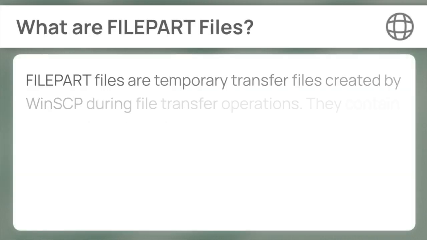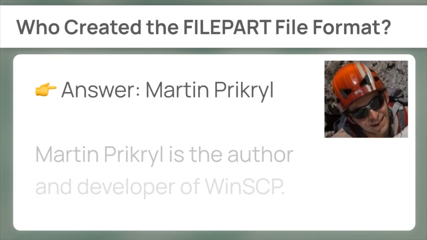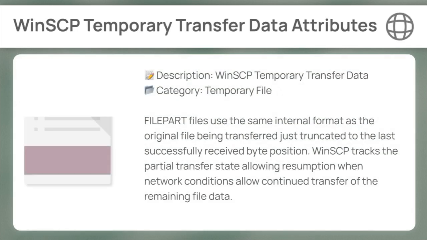FILEPART files are temporary transfer files created by WinSCP during file transfer operations. They contain partially transferred data from FTP, SFTP, or other protocol transfers that were interrupted, enabling WinSCP to resume the transfer from the partial point rather than restarting completely. FILEPART files use the same internal format as the original file being transferred, just truncated to the last successfully received byte position. WinSCP tracks the partial transfer state, allowing resumption when network conditions allow continued transfer of the remaining file data.